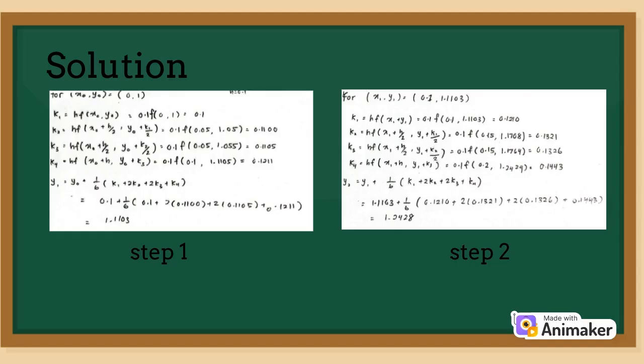For the solution, we will start with step 1. First, we have to find the values of K1, K2 until K4. The values of the k's are then used to find y1, which is 1.1103. We proceed with step 2 in order to find y2. We will use 0.1 as the value of x and 1.1103 as the value of y this time. We will repeat this for step 3 until we get to step 5, and we stop as the value of y is already obtained.